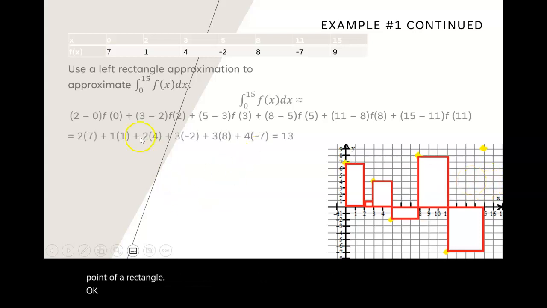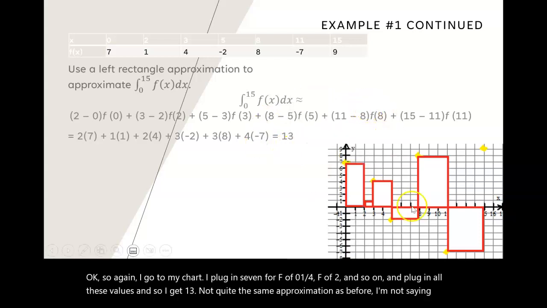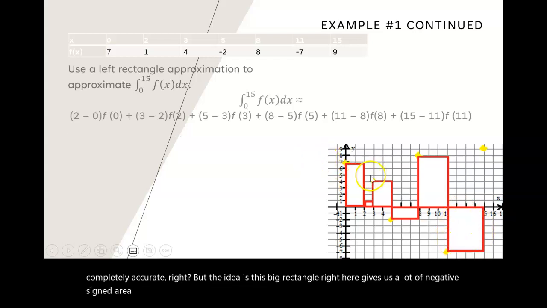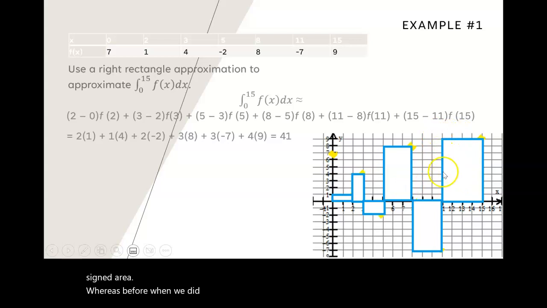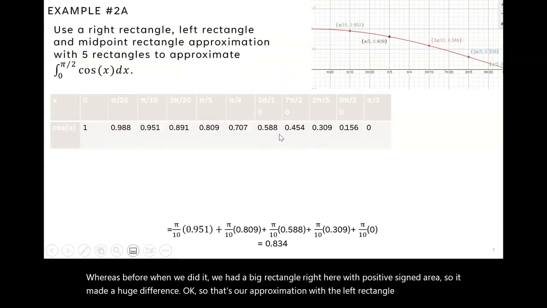Okay. So again, I go to my chart. I plug in 7 for f of 0, 1 for f of 2, and so on, and plug in all these values, and so I get 13. Not quite the same approximation as before. I'm not saying this is completely accurate, all right, but the idea is this big rectangle right here gives us a lot of negative signed area, whereas before, when we did it, we had a big rectangle right here with positive signed area. So that made a huge difference. Okay, so that's our approximation with a left rectangle approximation.